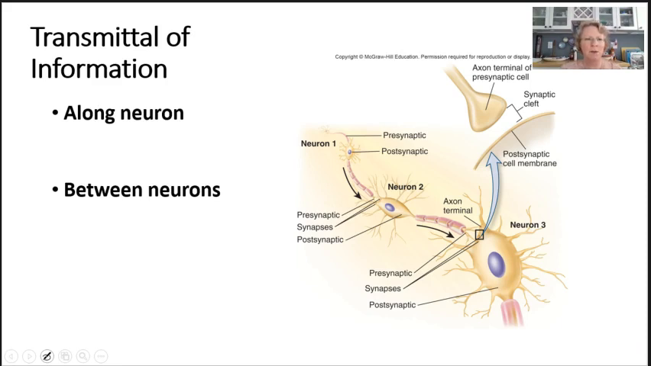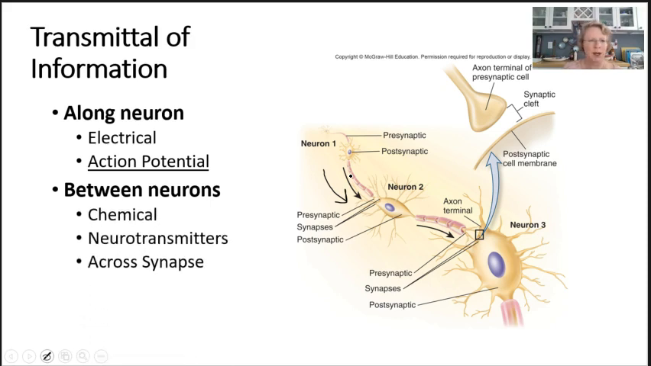We're going to start with a big picture view. Along a neuron, the signal is electrical, movement of ions, and we call it an action potential. Between the neurons, the signal is chemical with neurotransmitters, and it's happening across this gap in our synapse.